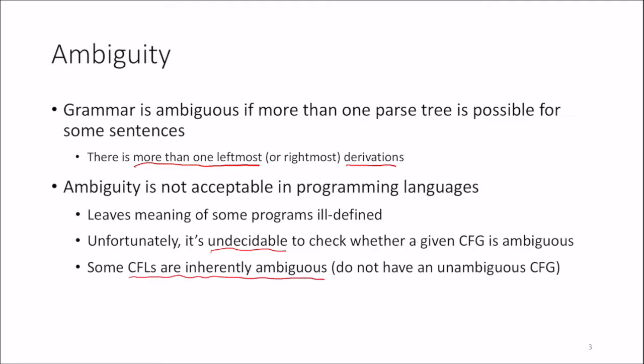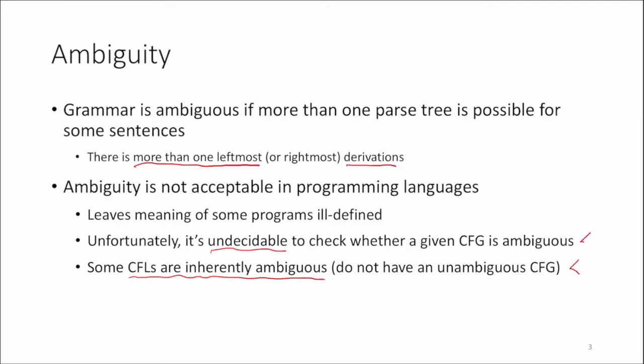Some context-free languages are inherently ambiguous in the sense that it's impossible to write an unambiguous context-free grammar for those context-free languages. So if some inputs are guaranteed to have two different parse trees, you can't do anything about it. Luckily, this case is pathological and we can sort of work around it. Programming languages don't really have this kind of inherently ambiguous property.